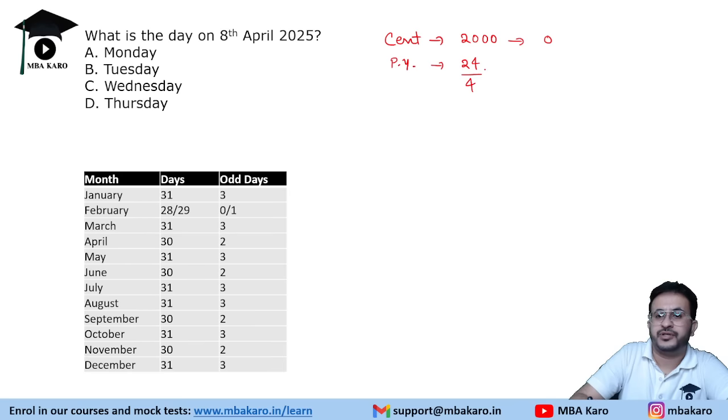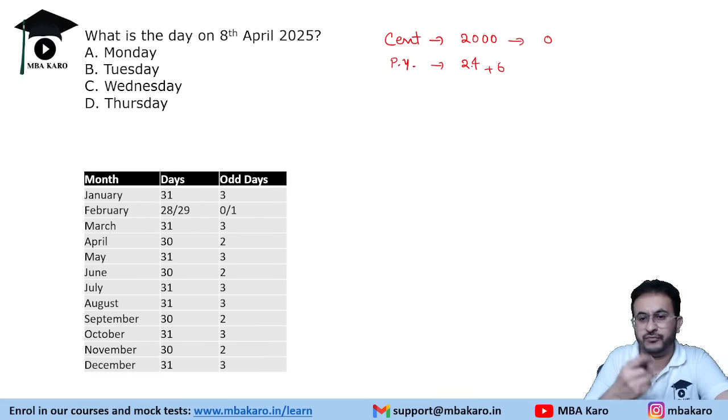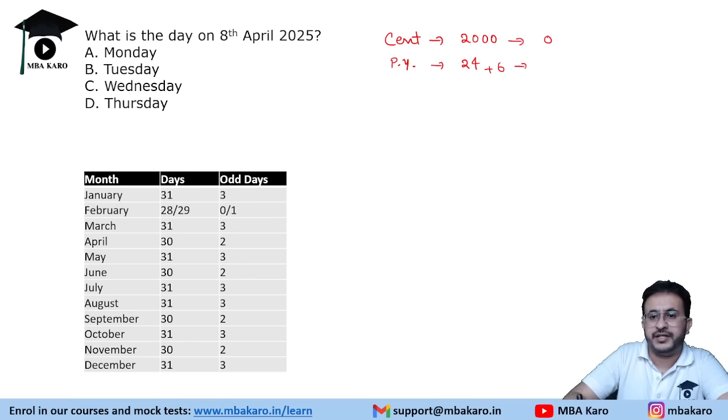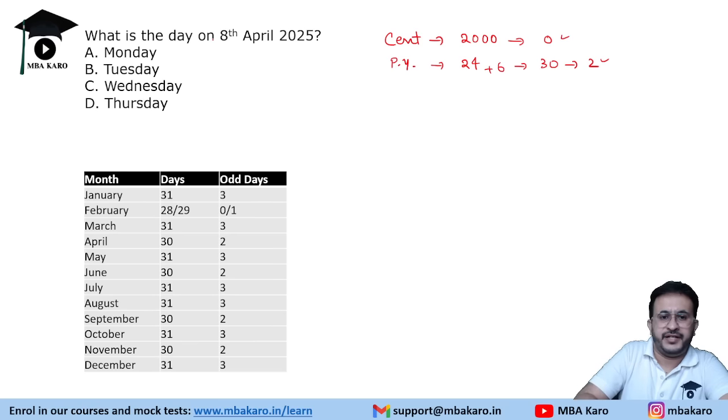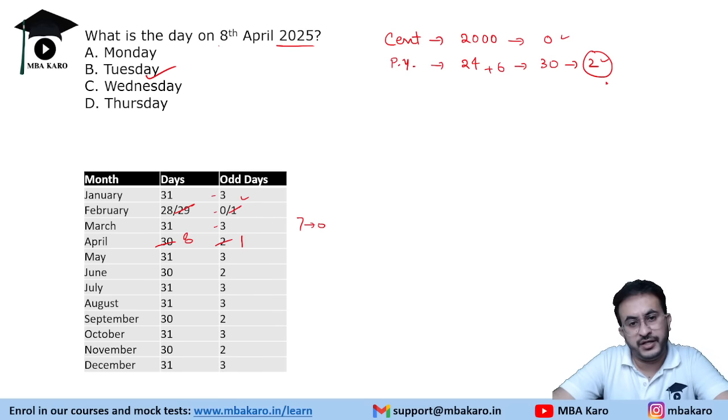24 divided by 4 is 6. Whatever we get when we divide by 4, we add here. So it becomes 30. 30 means 2 days, right? So 2 days till here. Then we need to find 8th of April 2025. It is not a leap year, so it will be 0. We need to go till 8th, so 8th means 1 odd day. So 3 plus 0 plus 3 plus 1, so 7. 7 means 0, the same day. So the grand total is 2. So it is going to be a Tuesday on 8th of April 2025.